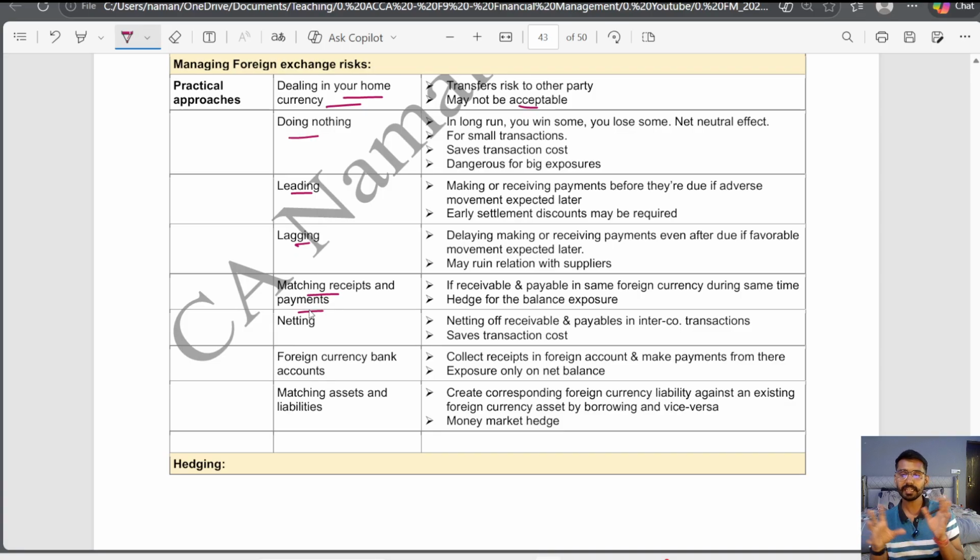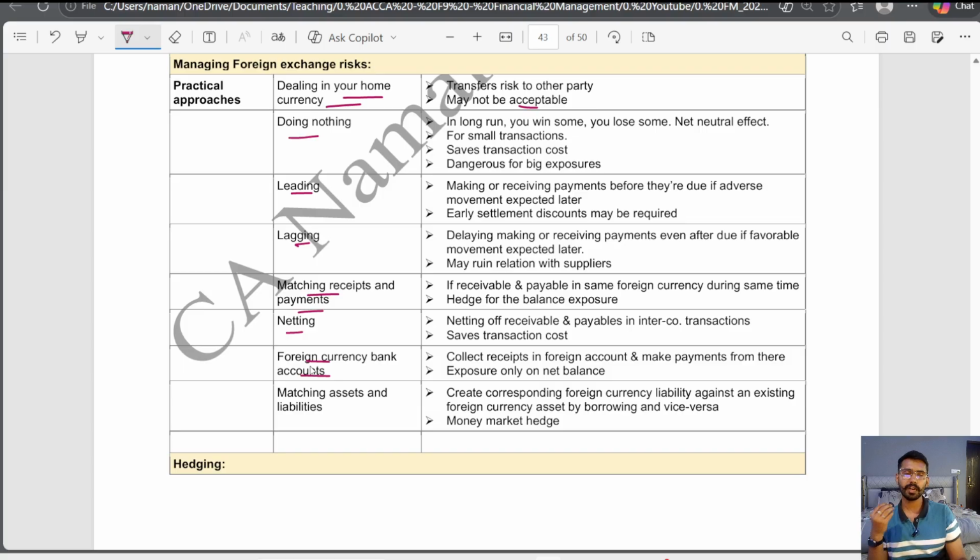So you have these intercompany transactions. What you do in intercompany transactions is you net off these transactions. You say that okay, I owe you 100, you owe me 90, I only owe you 10, I will only pay you 10. This is netting off, it saves you transaction cost. You only have to incur transaction cost on that $10.